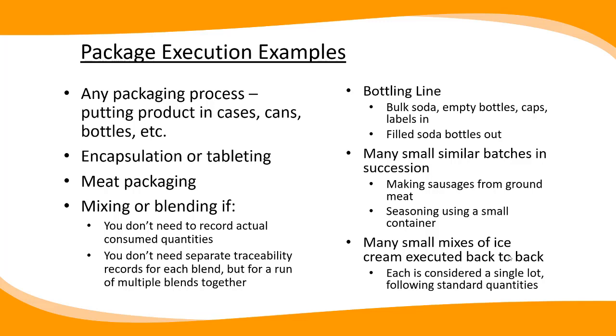Some examples include the bottling line, where bought soda, empty bottles, caps, and labels go in, and filled soda bottles come out. Package execution could also be used for many small similar batches in succession, such as making sausages from the ground meat, or seasoning using a small container. It could also be used for many small mixes of ice cream executed back to back, where each mix is considered a single lot, following standard quantities.